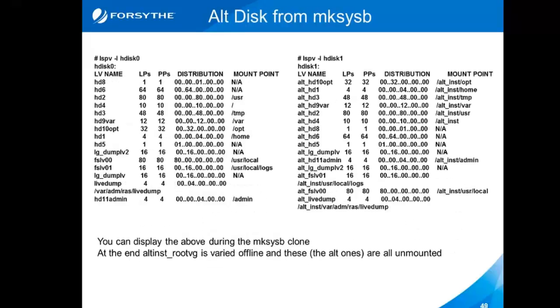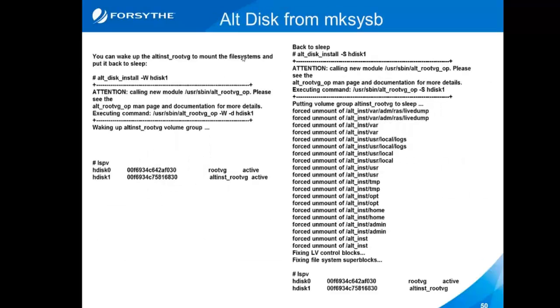Throughout, while it's running, if I run the lspv -l, you can see all these altinst_ops, altinst_home, etc. These are the file systems that it was actually creating, and the logical volume names, etc. At the very end, those disappear. You can actually wake it up if you want to mount the file systems and do something. Let's say you want to add something to hosts just over on the alternate disk. You could actually use alt_disk_install wake up for hdisk1. It will then mount all those file systems. You can see that the altinst_rootvg is now active.